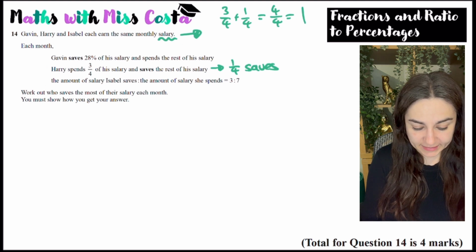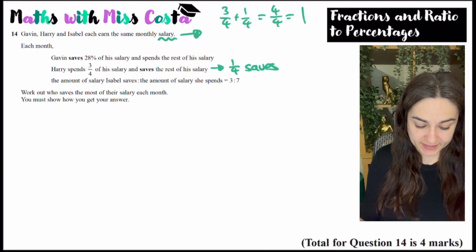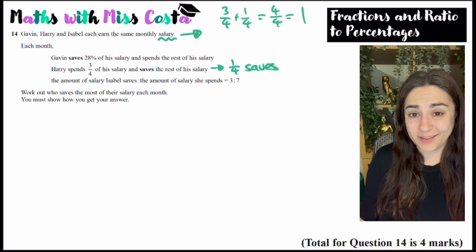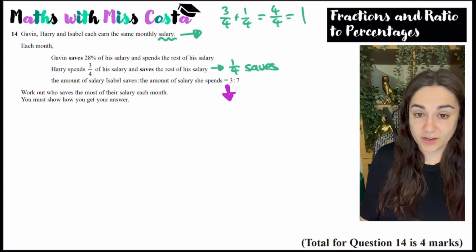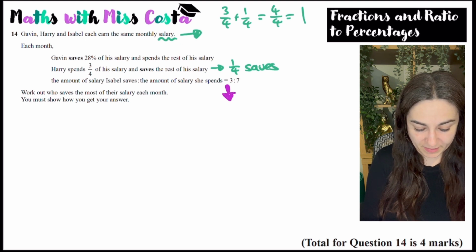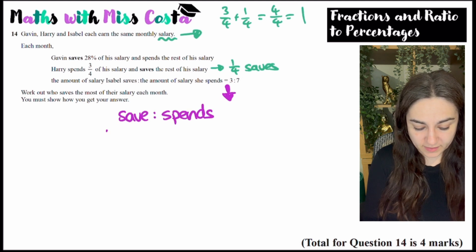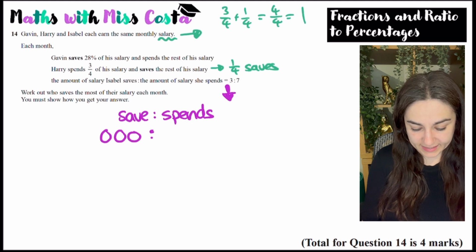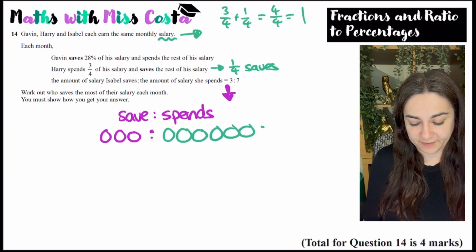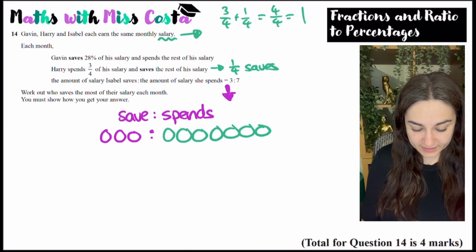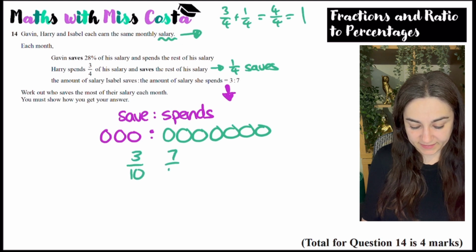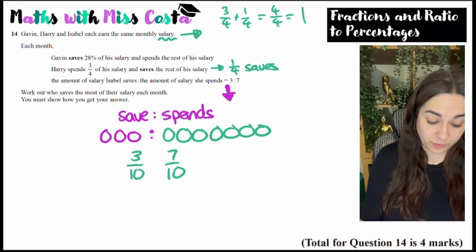And then the amount of salary Isabel saves to the amount she spends is 3 to 7. So to make my life easier, I can turn this into fractions. So how much she saves versus how much she spends. 3 parts are what she saves, and 7 parts (1, 2, 3, 4, 5, 6, 7) are how much she spends. So how many parts are there in total? There are 10 parts. So as a fraction, she saves 3/10 of her salary and spends 7/10 of her salary. That's going to come in helpful.